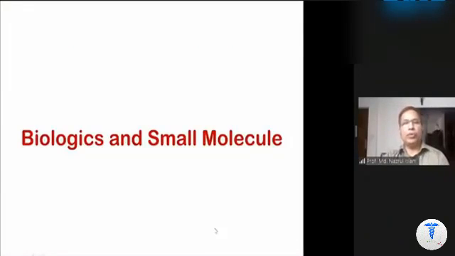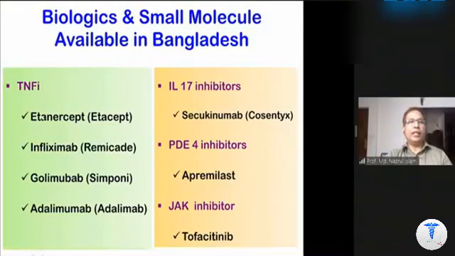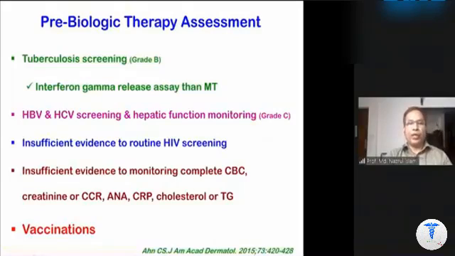And now that was a little about methotrexate. I'm now talking about the biologics and small molecules, because these are the agents available in our country. Etanercept, infliximab, golimumab, adalimumab, all are available in our country. IL-17 inhibitor secukinumab is also available, and the PDE4 inhibitor apremilast is also available. JAK inhibitors, several tofacitinibs, are now in the market. So once we decide to treat our case with these biologics and small molecules, we need to have a pre-biologic therapy assessment.